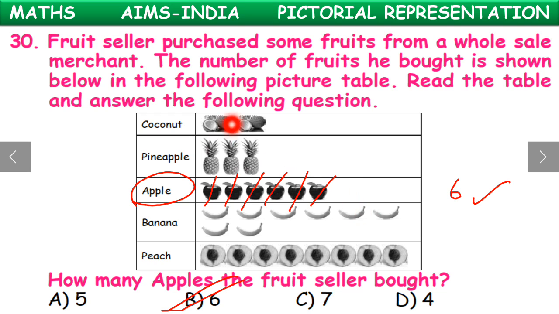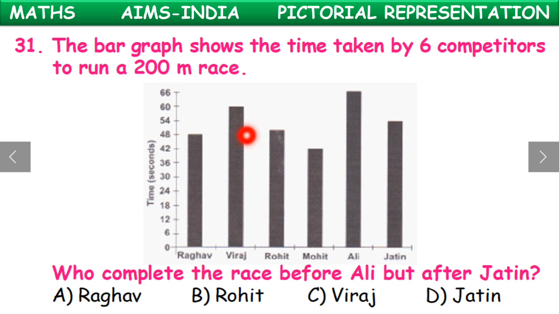Yes. So, here it's not mentioned or given anywhere that 1 apple here is equal to 2. Yes, 1 picture is equal to 2 or something. So, we'll just count the number of pictures and take it as our final answer. Now, how many apples did our fruit seller buy, children? He bought 6 apples.